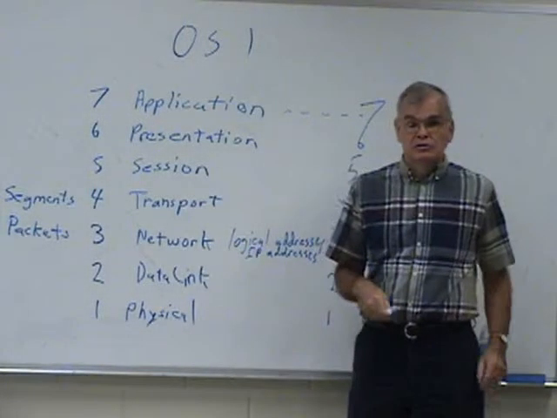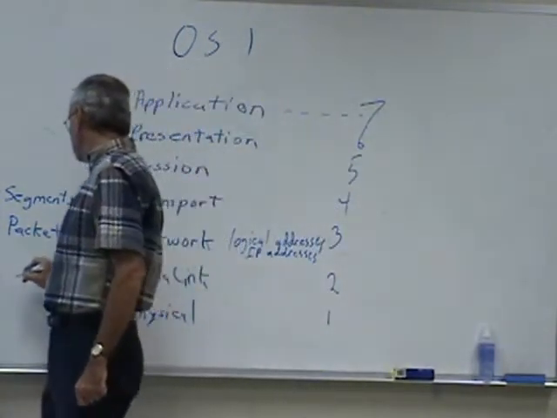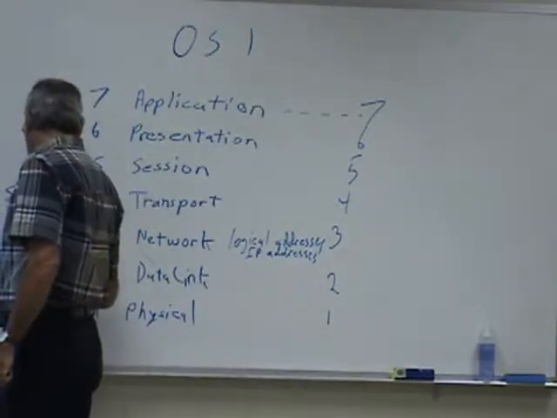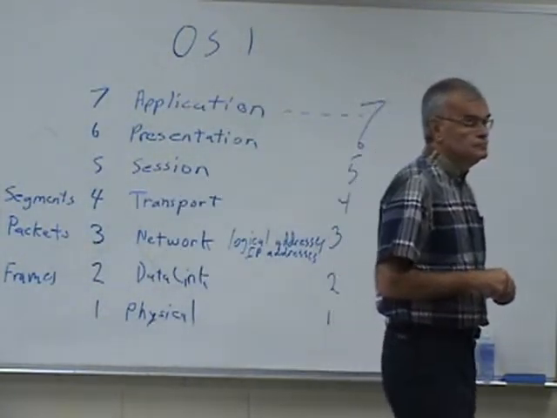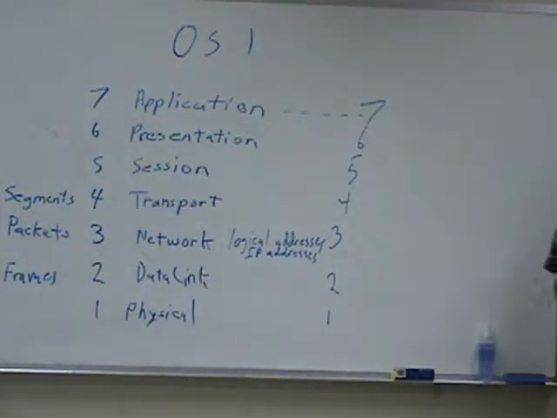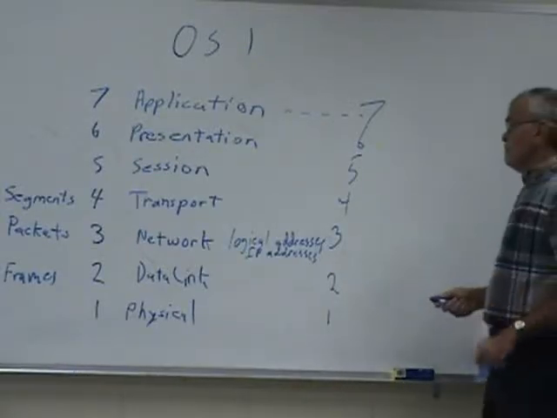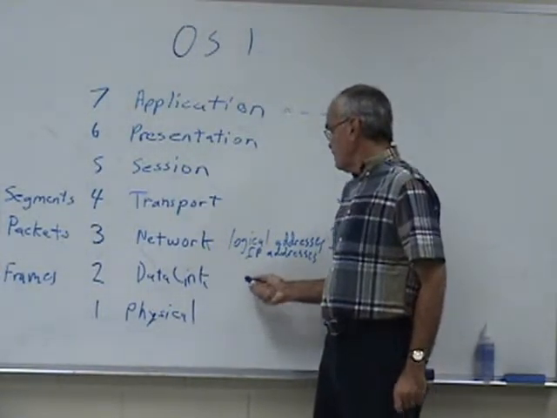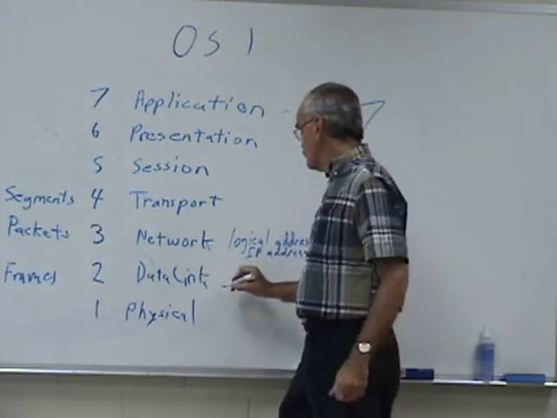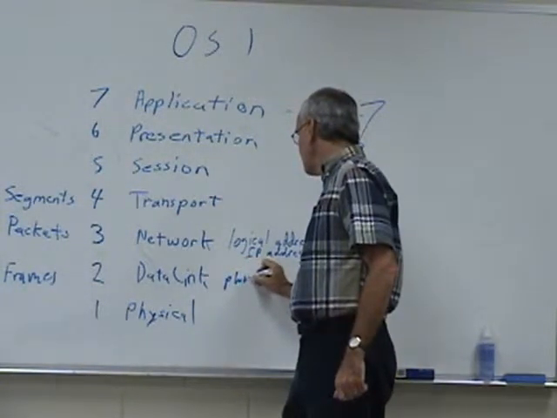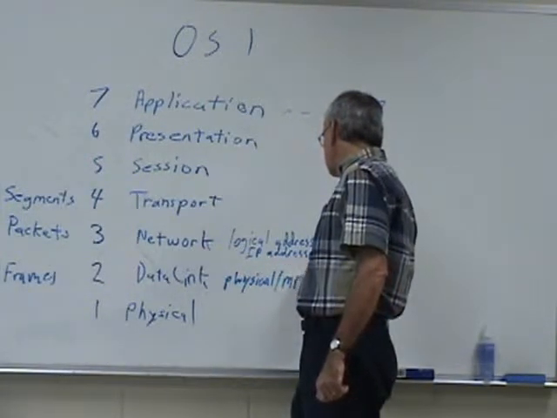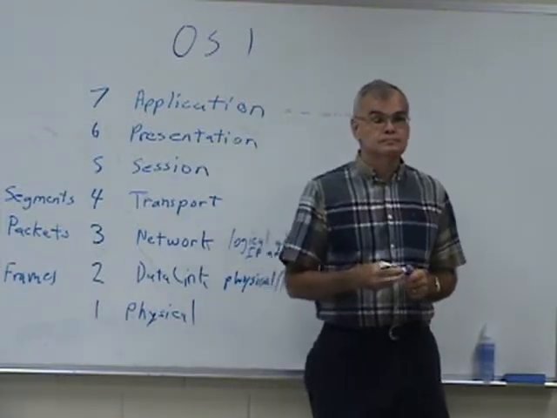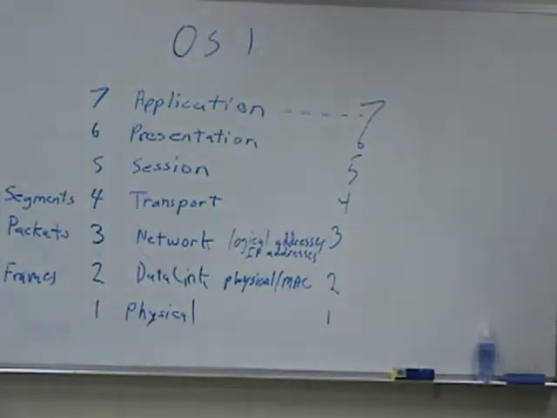Data link layer, you're going to work with frames on this layer. You're going to use physical addresses on this layer also, or MAC addresses.